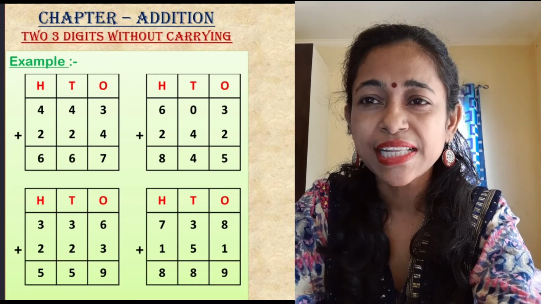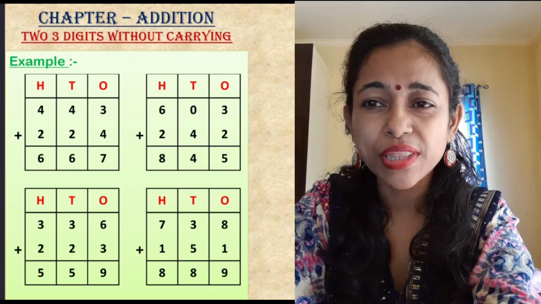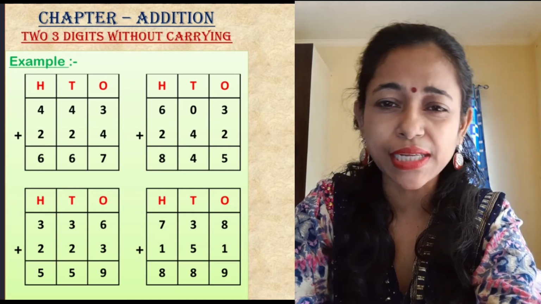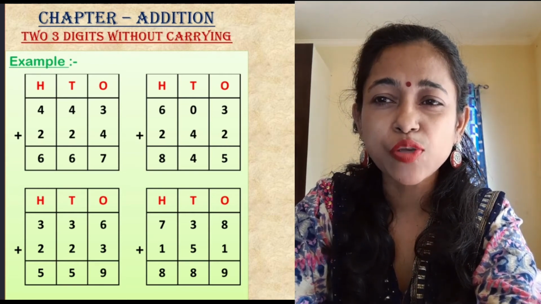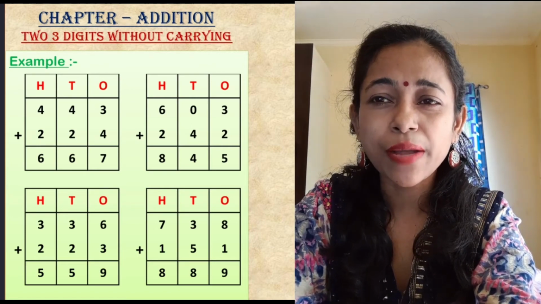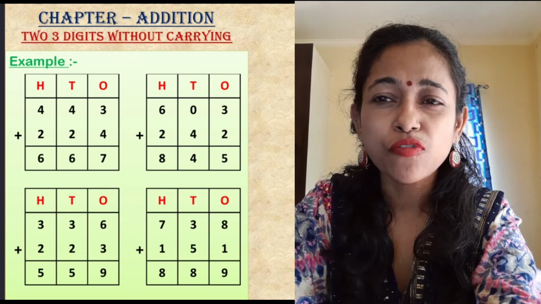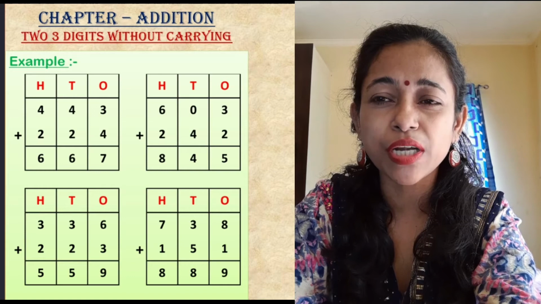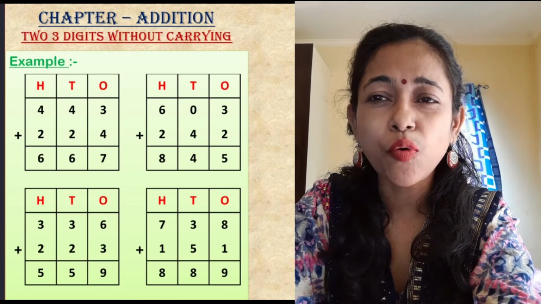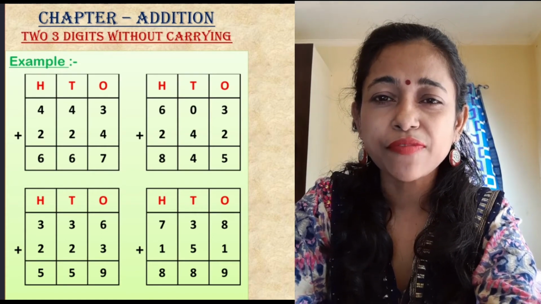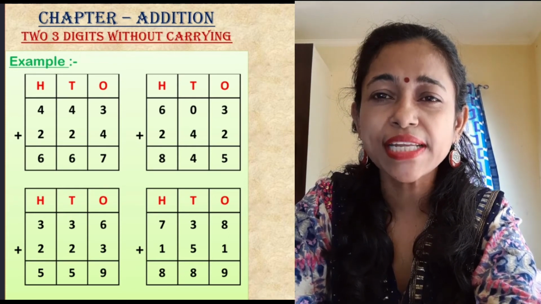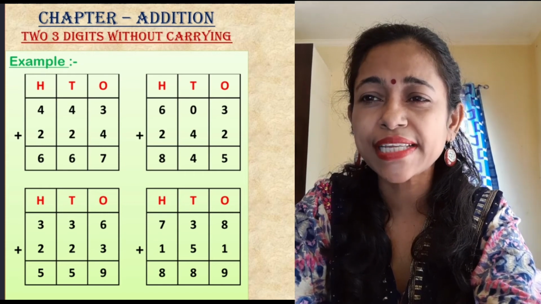So in the ones place, these sums you see are without carrying. So simply you will add in your fingers and you will write the answer. So in the ones place, you have 3 plus 4, which is equal to 7. Now come to the tens place. You have 4 plus 2, which is equal to 6. And in the hundreds place also, you have 4 hundreds plus 2 hundreds, which is equal to 6 hundreds. So the answer is 667. Now come to the second example.